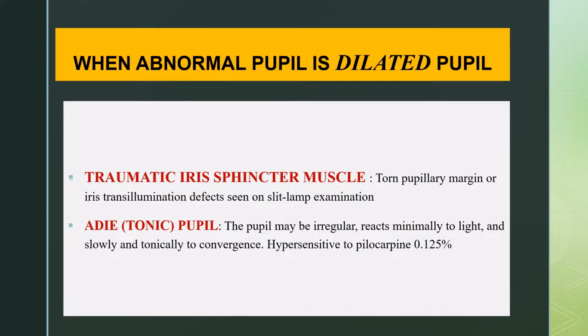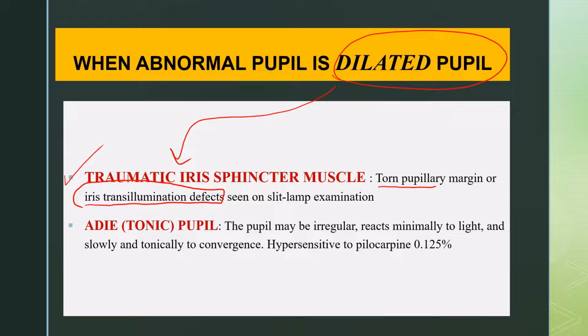Now, what are the conditions where we get anisocoria because of the abnormality in the dilated pupil? So, number one is, as I told you, traumatic iris sphincter muscle damage. The iris sphincter muscle can get damaged due to trauma. In such cases you will see the sphincter tears along the pupillary margin, and when you examine the patient under retroillumination, you are going to see certain iris transillumination defects on the slit lamp examination. So that will tell you that the patient has an anisocoria because of the dilated pupil, and that is because of the traumatic iris sphincter muscle damage.